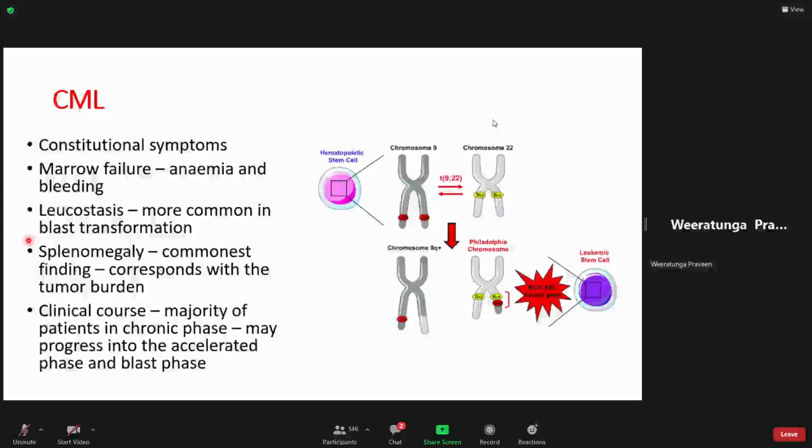Most of the time, these people who are stable and in a chronic state have this Philadelphia chromosome, which is a 9;22 translocation. It's a BCR-ABL translocation, so that is called a Philadelphia chromosome. Most of these people with chronic, stable disease and good prognosis have a positive Philadelphia chromosome. But people who present with an acute leukemia-like picture or progress into a very accelerated phase or blast phase are negative for the Philadelphia chromosome.